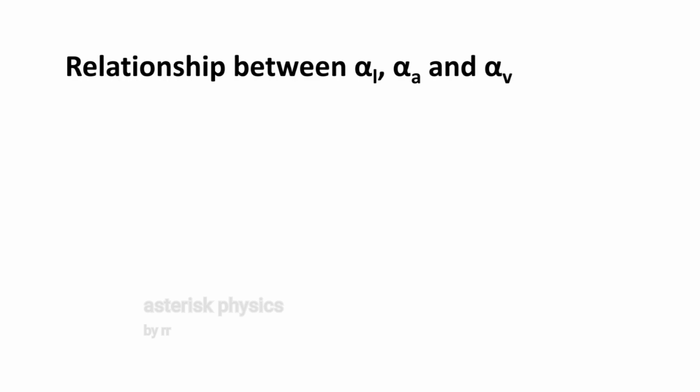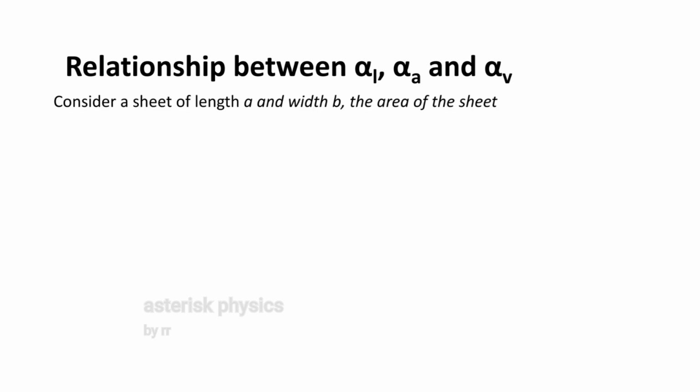So, let us discuss the relationship between alpha L, alpha A, and alpha V, where alpha L is the coefficient of linear expansion, alpha A is the coefficient of area expansion, and alpha V is the coefficient of volume expansion. Let us consider a sheet of length a and breadth b. Then the area of the sheet is length into breadth. So we have A equals a into b, where capital A is the area of the sheet.